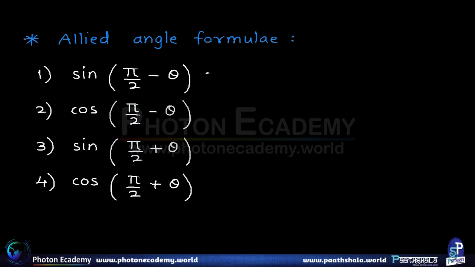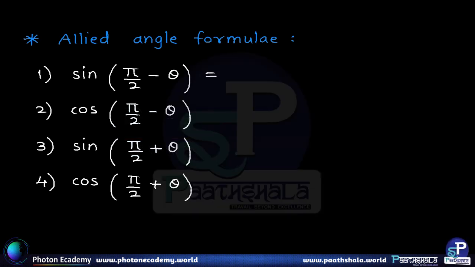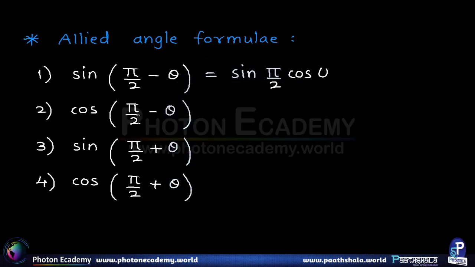The first is a mechanical one, that is, since we know the formula for sine of a minus b, we can simply expand using that result and we will get the answer. So that goes like this. We know that sine of a minus b is sine a cos b minus cos a sin b. So therefore here we will have sin pi by 2 cos theta minus cos pi by 2 sin theta.